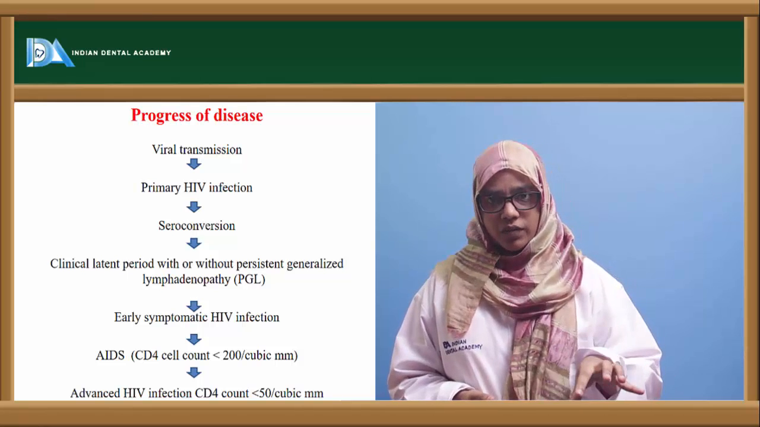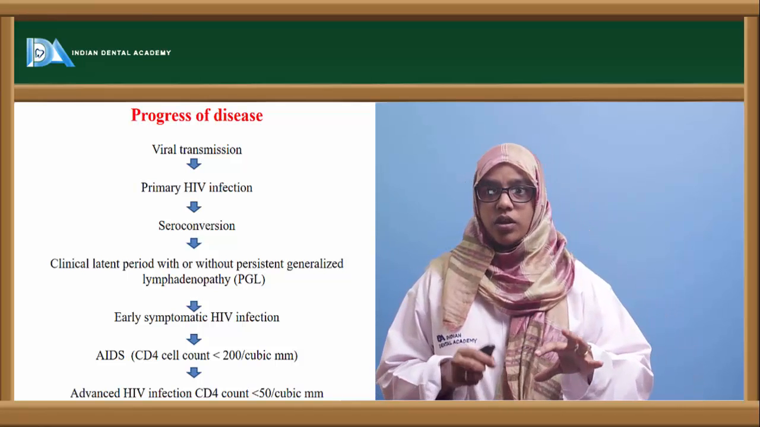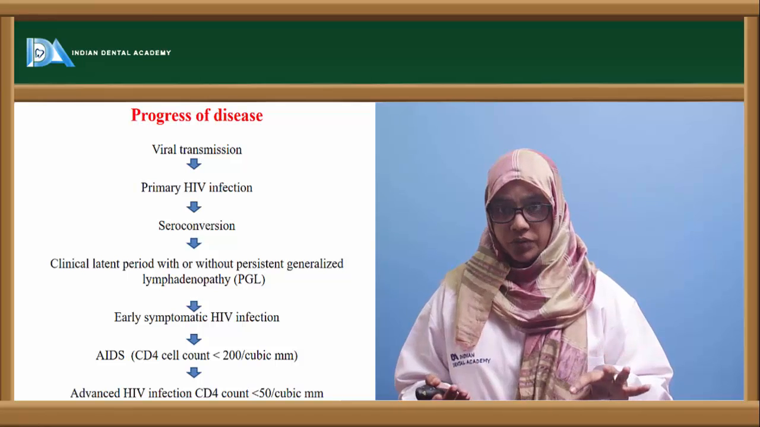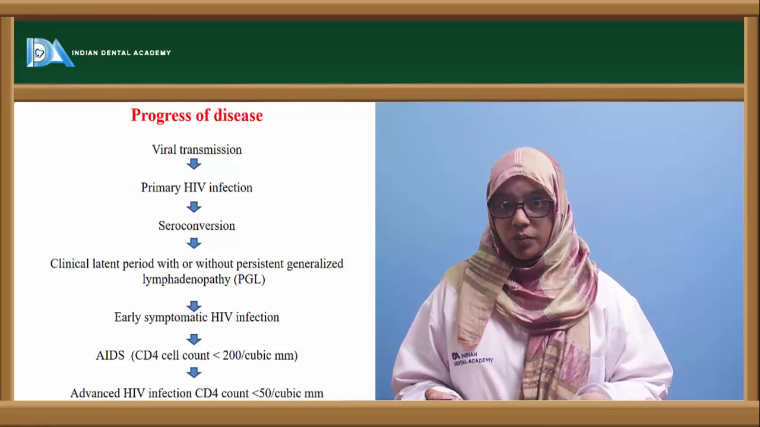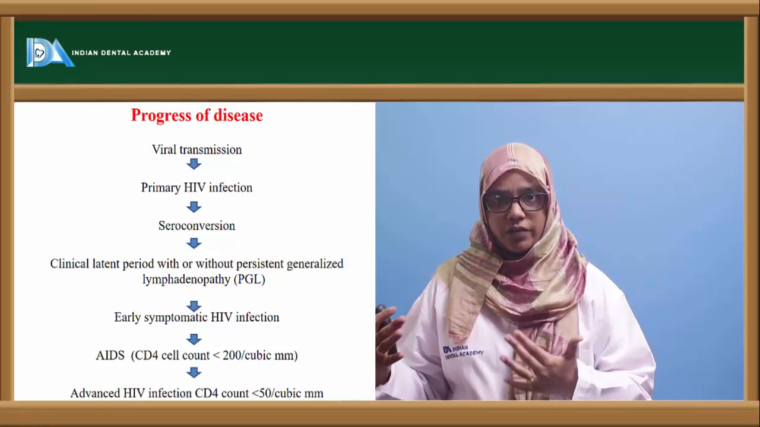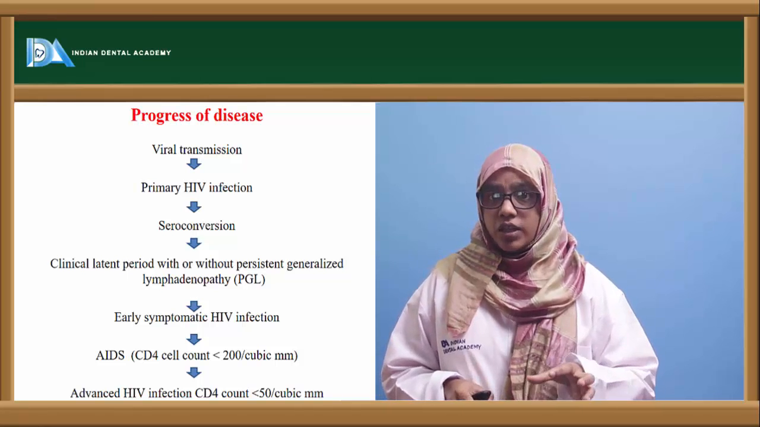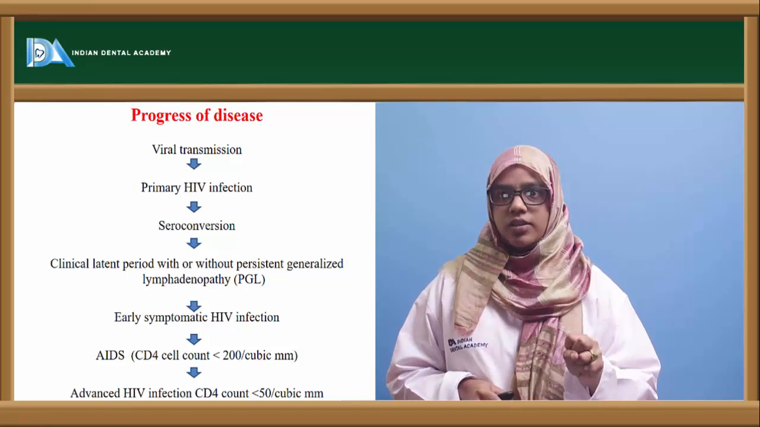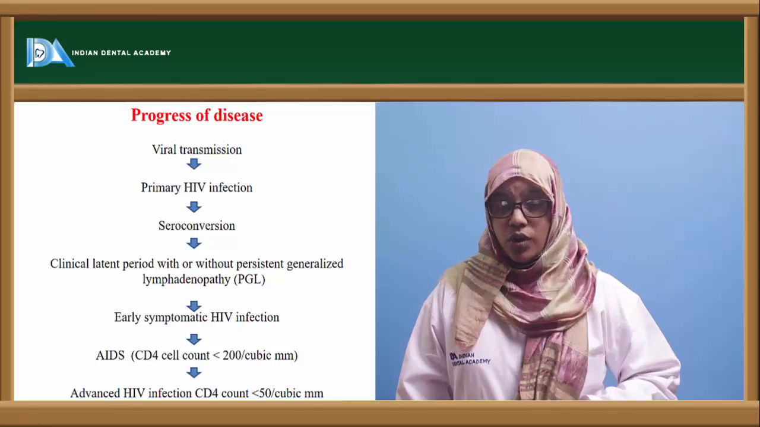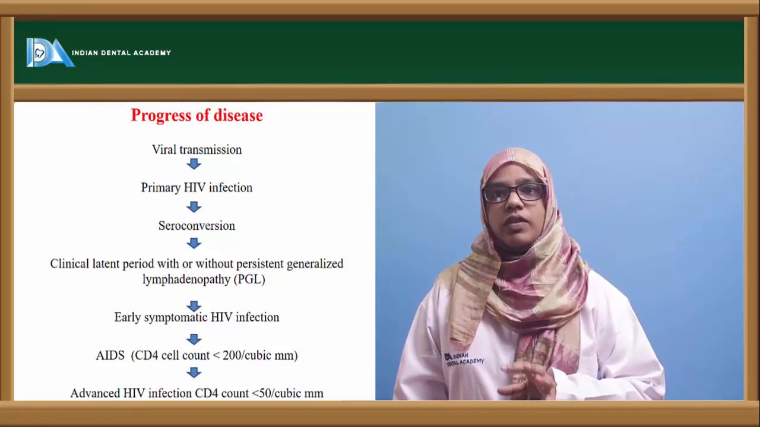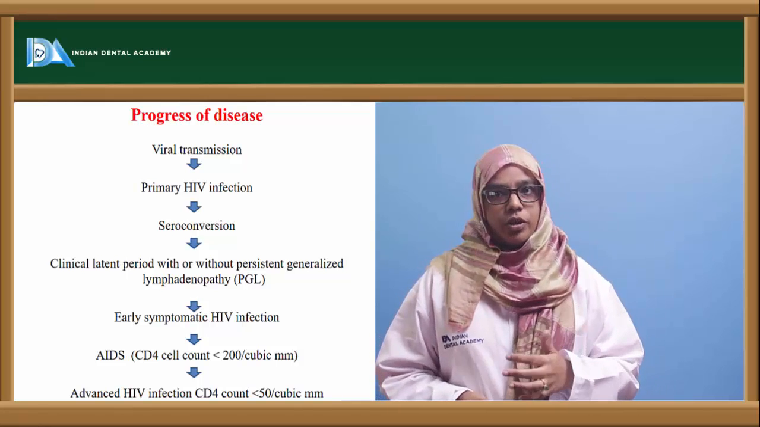Now, the progress of the disease can be drawn into a flow chart. After viral transmission, there is primary HIV infection wherein the virus incorporates into the CD4 cells. This is termed seroconversion. There is a clinical latent period with or without persistent generalized lymphadenopathy wherein the virus tries to produce a number of virions. Eventually there are early symptoms of HIV infection wherein the CD4 counts start to decrease. Then AIDS is developed when the CD4 count is less than 200 per cubic millimeter, and advanced HIV infection occurs when the CD4 count is much less than 50 per cubic millimeter.